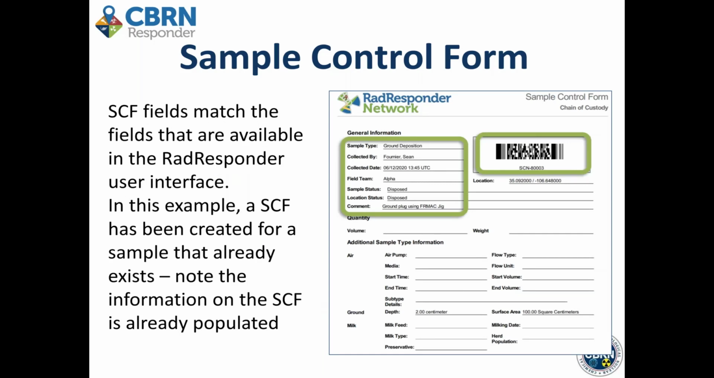So this is just an example of an existing sample that's in RadResponder that you have pulled that information from and put in a sample control form. And as you can see, it's already populated with the information and a barcode as well. This is a great resource to be able to populate blank ones, or you can use those samples that have already been collected in RadResponder. This is a great tool for any organization that uses sample control forms.